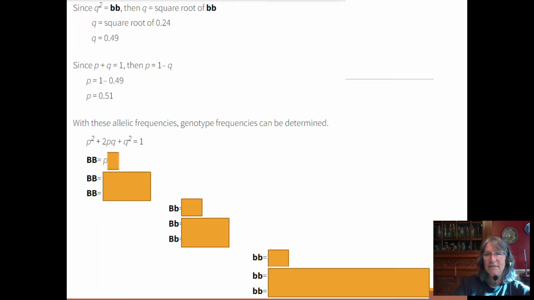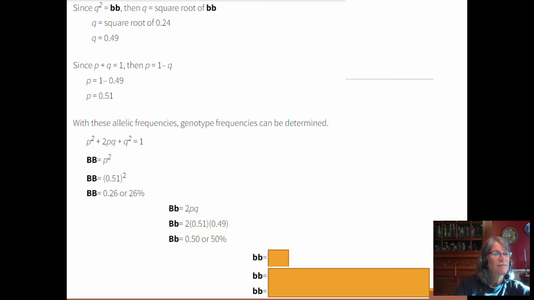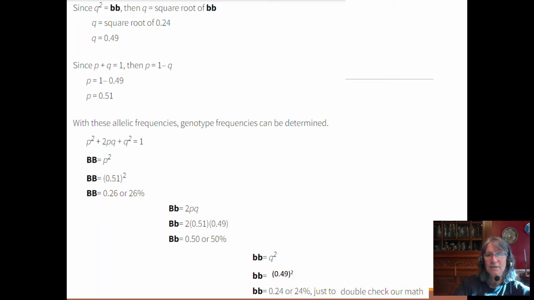And then using these figures, I can just plug into the equation to figure out the percentage of my population that is homozygous dominant, heterozygote, and homozygote recessive. Again, just do this as a double check: if I add 0.5, 0.26, 0.24, it's 1.